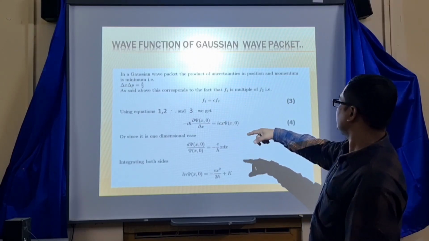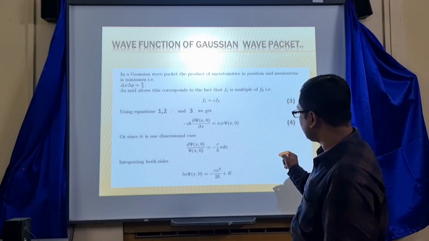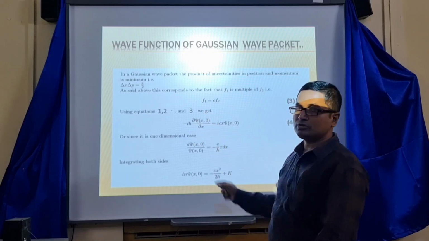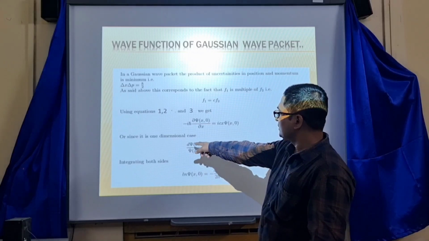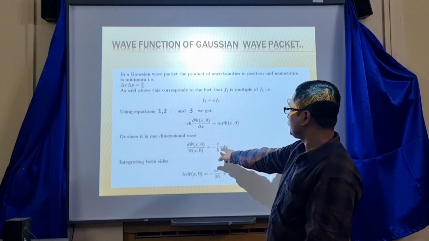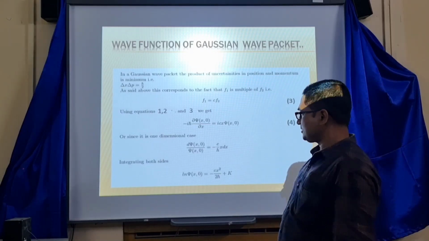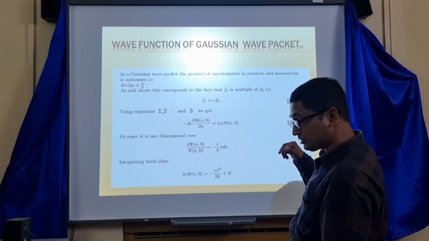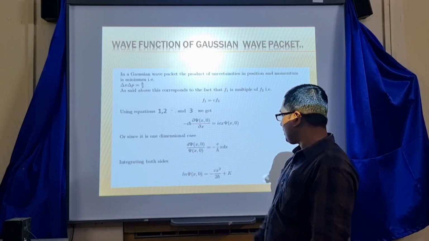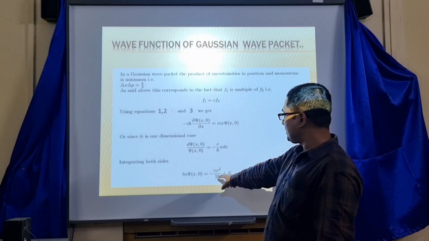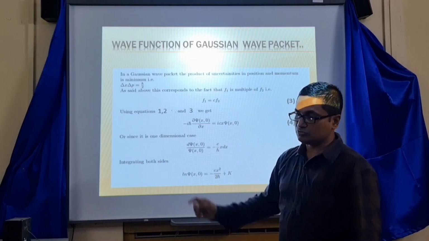Equation 4: i h bar del psi by del x is equal to i c x psi. Since it's a one-dimensional case, we can replace this partial differentiation by ordinary differentiation, and some simplifications make it like this: d psi by psi is equal to minus c by h bar x dx. So it's in an integrable form right now, and if you integrate this, as we know, the integration of dx by x is equal to log x. So similarly here also, this would give us log psi, and this would give us minus c by 2 h bar x squared, because c and h bar are constants, plus some integration constant k.